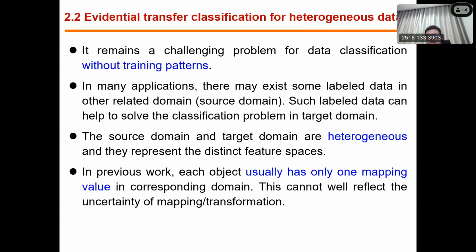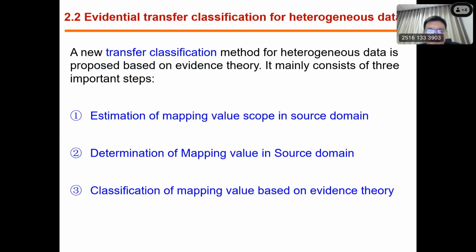So we want to develop a new transfer classification method for heterogeneous data based on evidence theory. We want to use belief functions to deal with such uncertainty. The first step is the estimation of the missing value in the source domain. We do not estimate one exact missing value; we just estimate a scope. The missing value scope contains multiple mapping values. Then we will determine the mapping value in the source domain and classify the mapping value based on evidence theory. In this transfer classification method, the most important thing is that we are allowed to estimate the mapping value of the object in another domain with multiple estimated values, not only one.